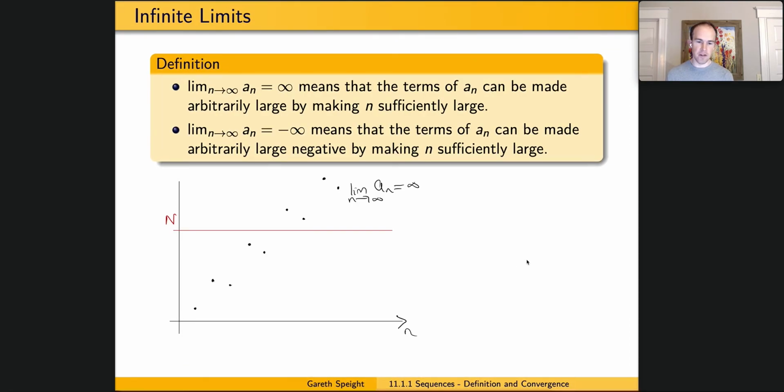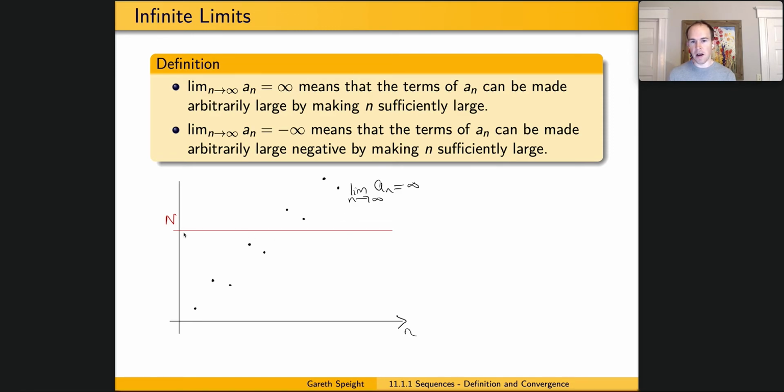Here, for example, there's a picture of a sequence which is hopefully tending to infinity. It's going up, getting larger and larger. It doesn't have to be increasing. It doesn't have to always be going up. Here is the first term, the second, the third, the fourth, the fifth term, and so on. It's okay if it goes down slightly here and there, but this can still satisfy the definition of tending to infinity.